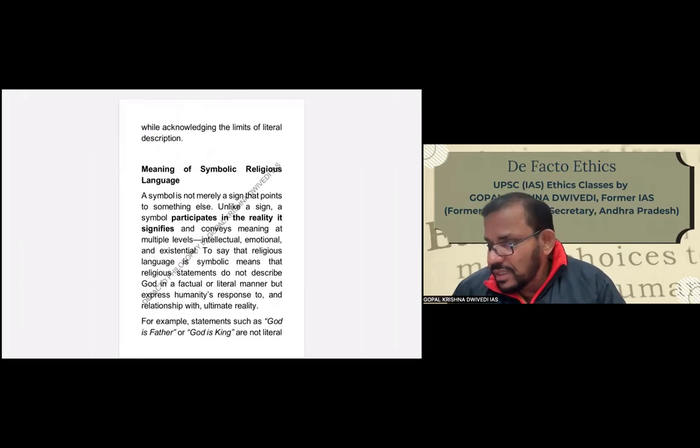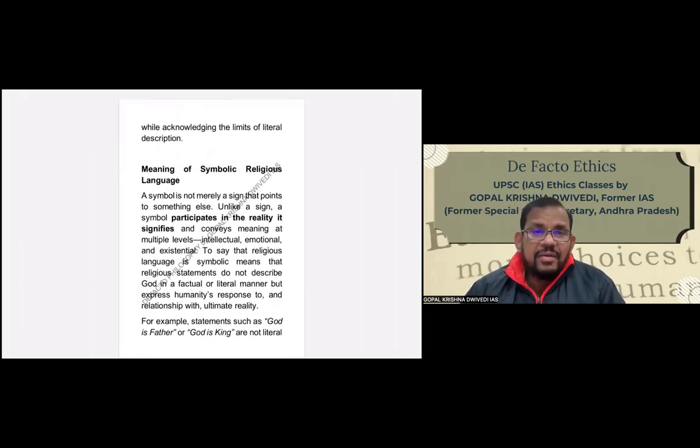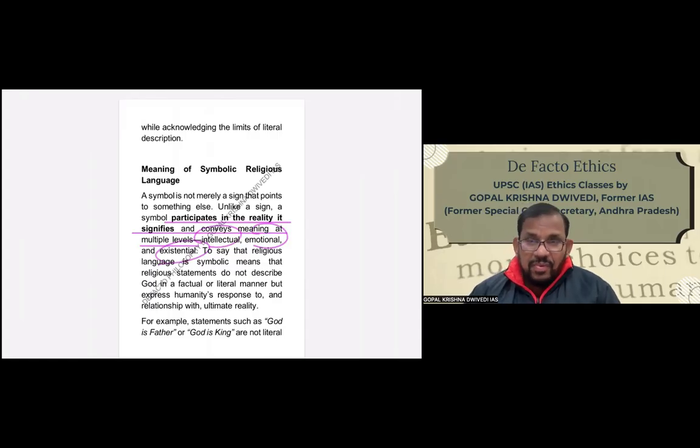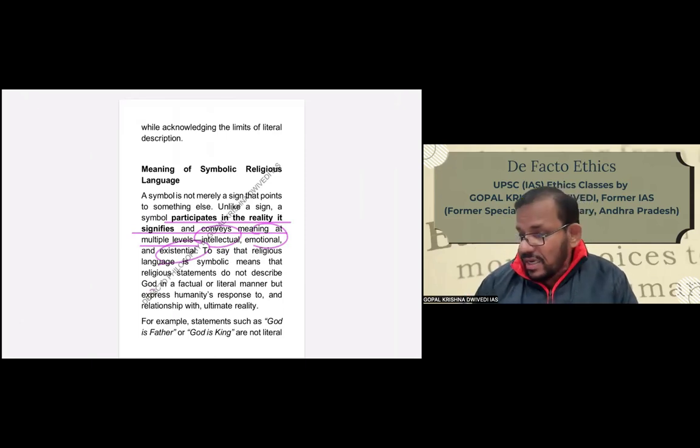Now let us try to understand again the meaning of symbolic religious language. A symbol is not merely a sign. It participates in the realities it signifies and conveys meaning at multiple levels: intellectual, emotional, and existential. We have already seen 4 qualities of symbols in the previous topic. So to say that religious language is symbolic means that religious statements do not describe God in a factual or literal manner, but express humanity's response to and relationship with ultimate reality.